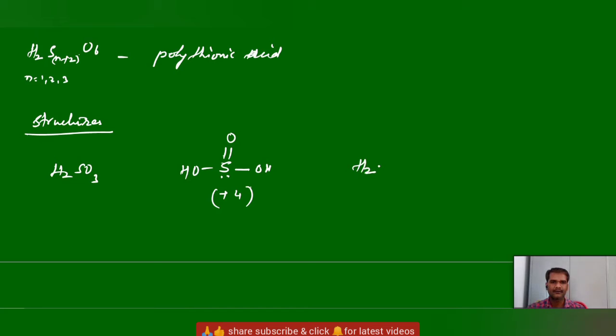Similarly, H2SO4, sulfuric acid. Sulfur is the central atom. We should have two OH groups. And the remaining two oxygens are double bonded oxygens. So now no lone pair on the central atom sulfur. We have 4 sigma bonds and 2 pi bonds. And overall geometry, sp3, perfect tetrahedral geometry. The oxidation state of sulfur here is plus 6. Here plus 4, here plus 6.